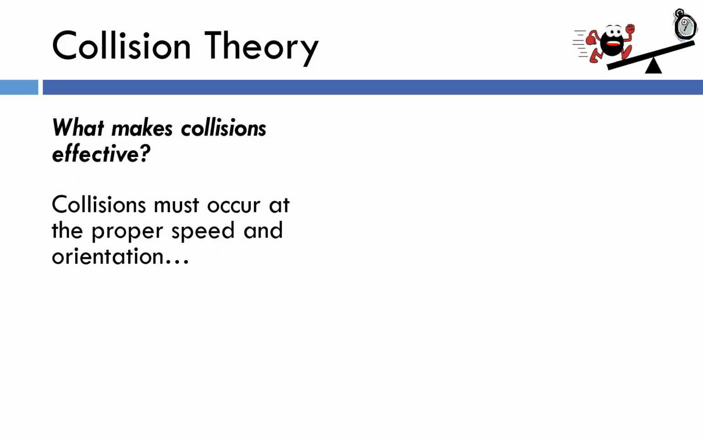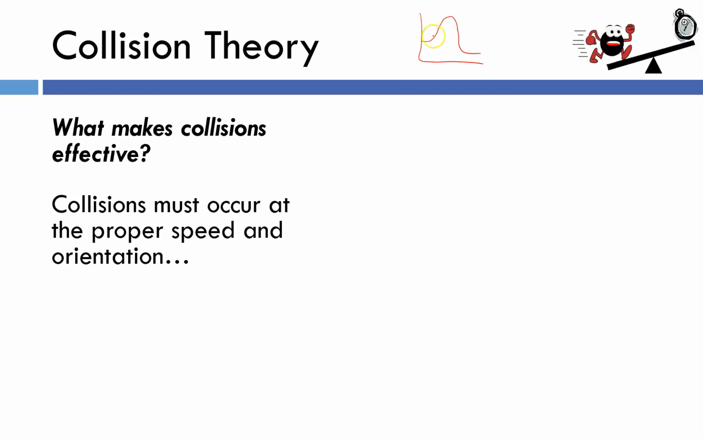Collisions have to occur at the proper speed and orientation. So when we're talking about speed, that just means that molecules must collide with enough energy. They've got to be moving fast enough to start breaking those bonds that exist between the reactant molecules. You can kind of think about our potential energy diagrams. I'll draw one here. Happens to be an exothermic reaction.